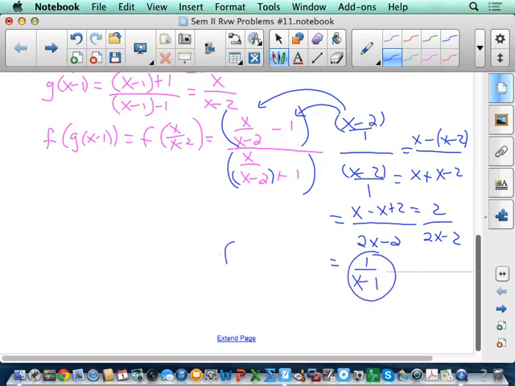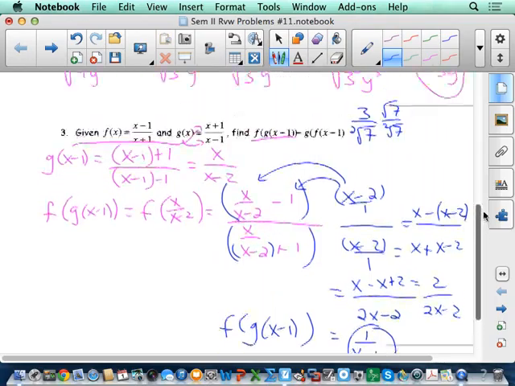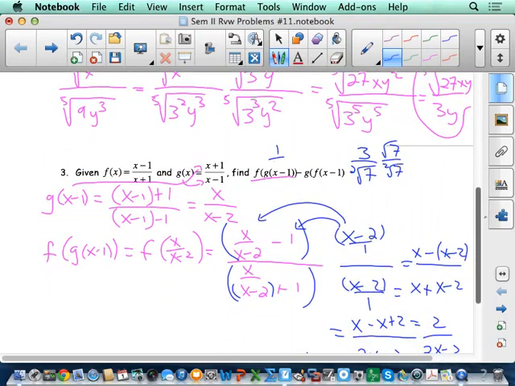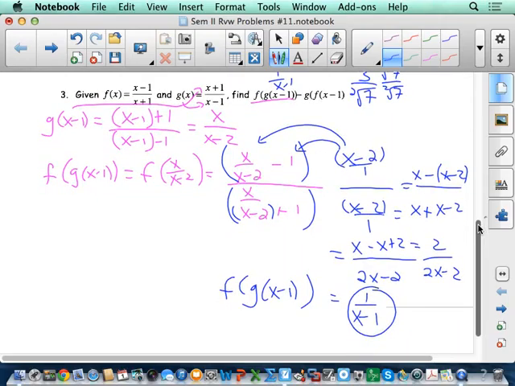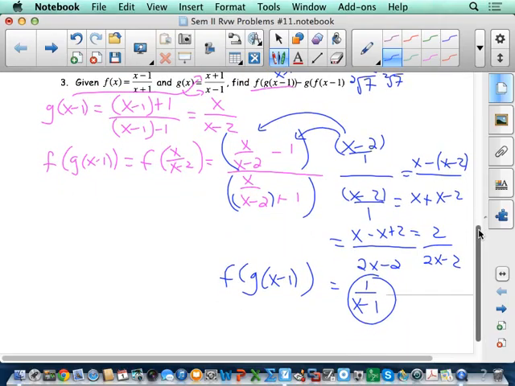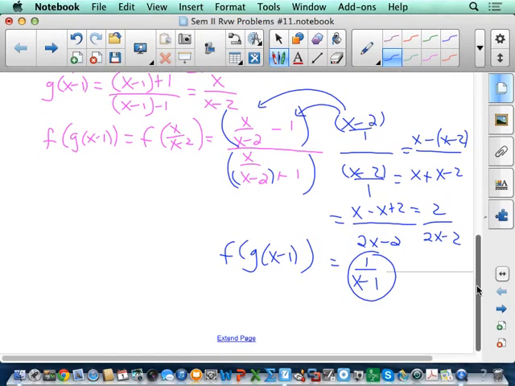Okay, so this is only half the problem. This is f of g of x minus 1, which we found is 1 over x minus 1. We have to do that whole thing again. So let's try it again. We're going to do g of f of x minus 1. Where do we start? f of x. F of x minus 1.